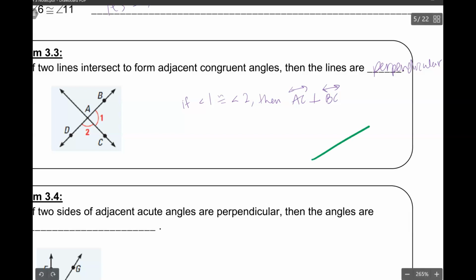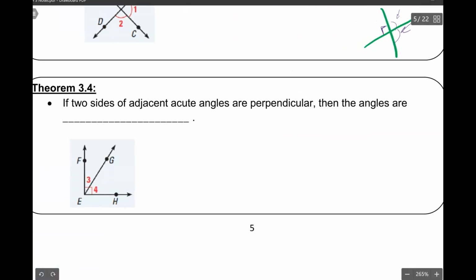Because imagine if I had my two lines like this. You can see these two angles are not congruent. The only way for those angles to be congruent is if I drew my angles this way. So the only way these two angles could be congruent is if we meet at a 90-degree angle, if they are perpendicular. Alright, and if two sides of adjacent acute angles are perpendicular, then their angles are complementary.